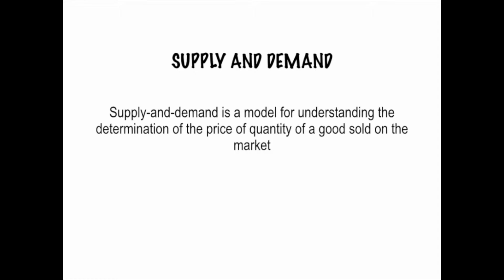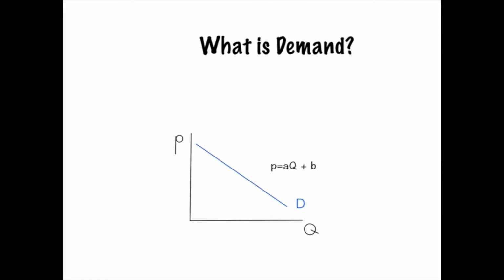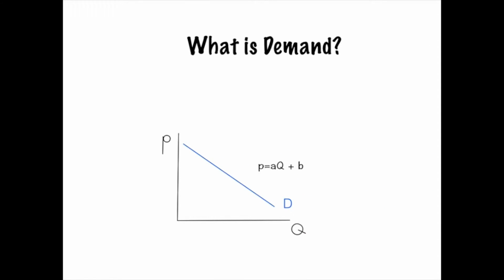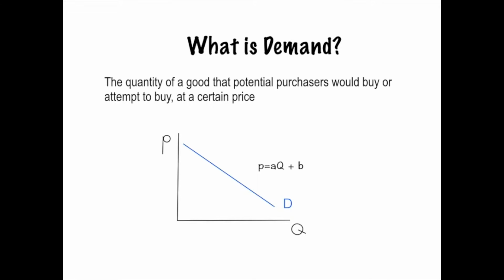Supply-demand is a mode of understanding the determination of the price or quantity of a good sold on the market. Then what is demand? Demand is the quantity of a good that potential purchasers would buy or attempt to buy at a certain price. The demand curve graphically shows the relationship between the price of a good and the quantity demanded, holding constant all other variables that influence the demand.